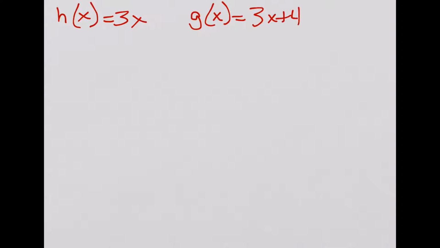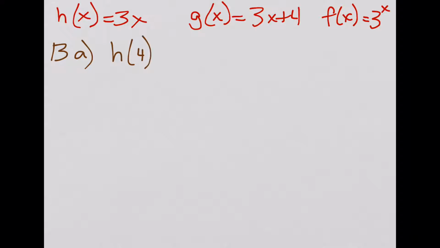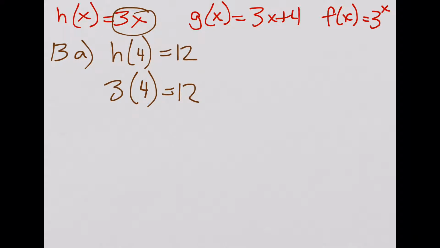It says h of x is 3x. It says g of x equals 3x plus 4. And it says f of x equals 3 to the x power. Okay, then number 13 starts us off by saying find h of 4. Do I know x? 4 must be x. So I'm going to take my function, h of x, and instead of x, I'm going to replace that with a 4, and that is 12. So h of 4 equals 12.